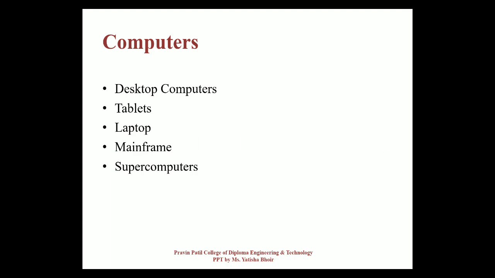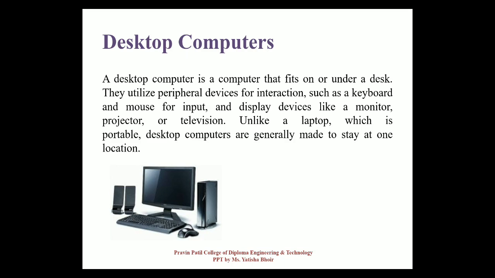Now there are different types of computers. The types of computers are: first is desktop computer, second is tablet, third is laptop, fourth is mainframe, and fifth is supercomputers. So the first is desktop computer. We will see about the desktop computer. So this is a desktop computer. You can see in the image, a desktop computer looks like this.